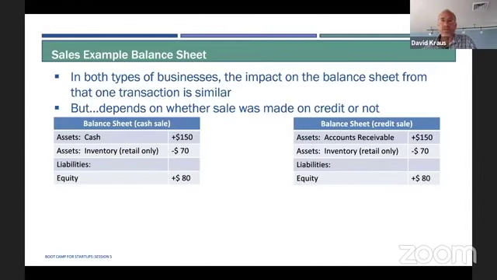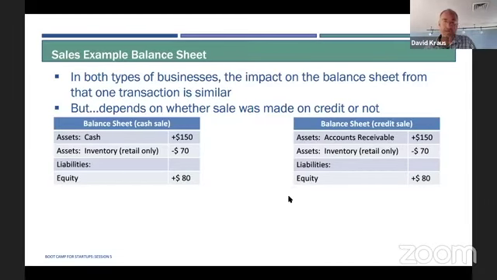Credit sale. This is a little different because there's two steps. Your assets go up because you have an accounts receivable figure. So your assets go up by 150, but the inventory still comes down by 70. The equity is still 80, the difference. But then the bill's paid. You collect from your customer. So what happens then?